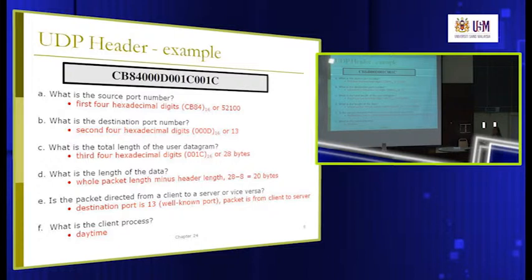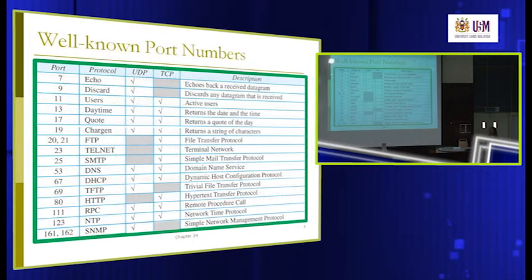Then, which way is the packet traveling? Is it going from client to server or server to client? How do we know? We look at the port numbers, 52,100 and 13. If you remember the table here, port number 13 is in the list. Is port number 52,000 in the list? No. Why is it not in the list?